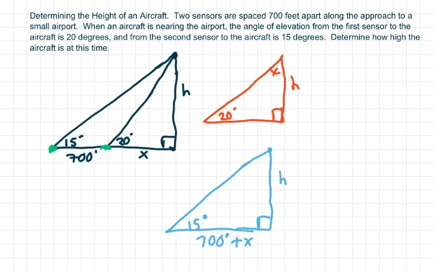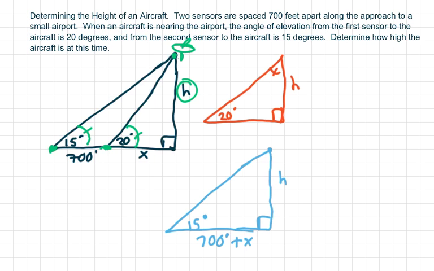When an aircraft is nearing the airport, the angle of elevation, so here's your plane over here. So there's your airplane. The angle of elevation, so looking up from this sensor, remember angle of elevation means you're looking up, is 20 degrees. And from the second sensor, it is 15 degrees. So basically we have to find the height.